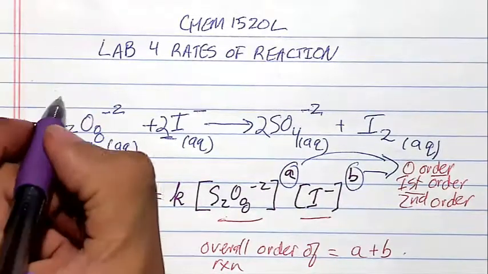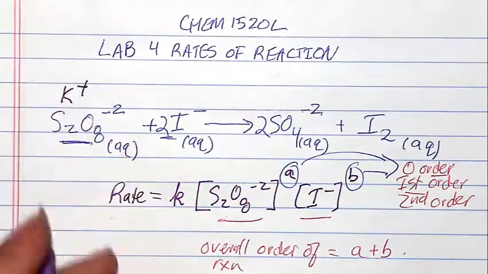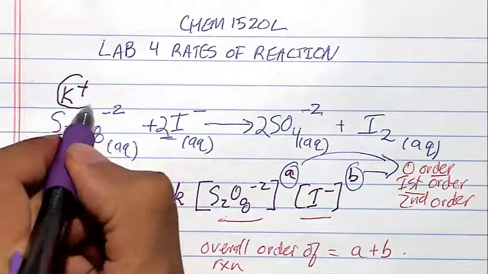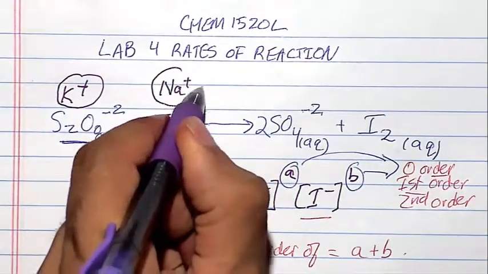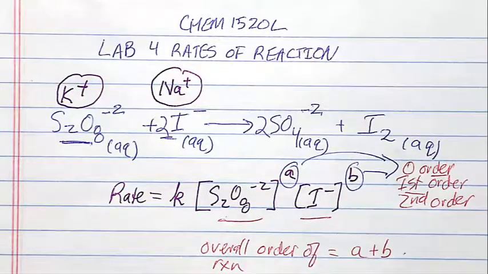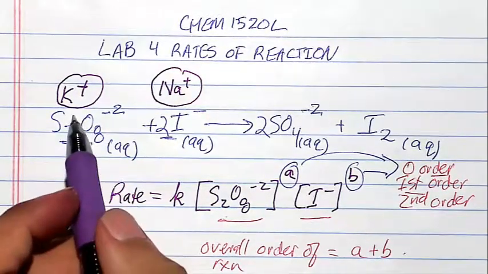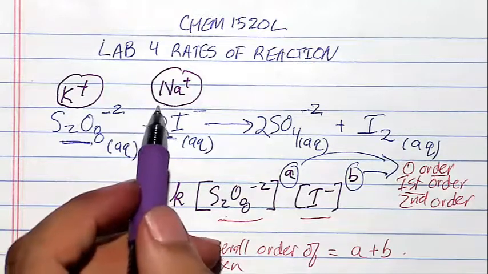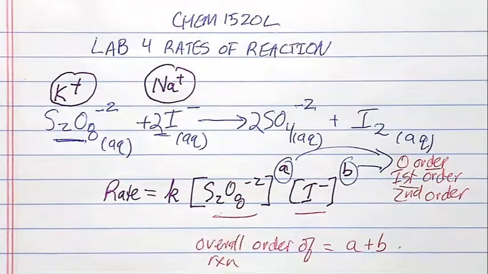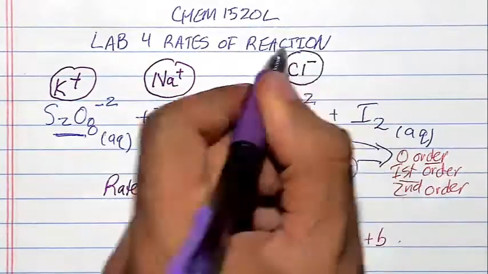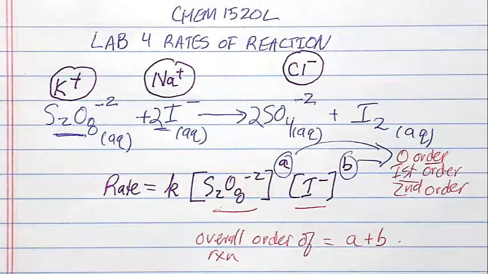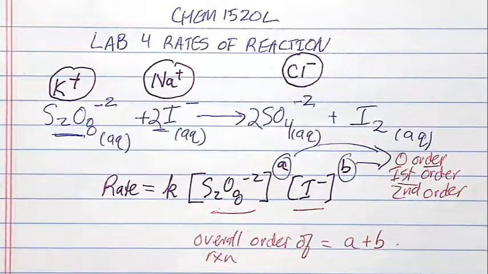Couple of comments. You have potassium persulfate. The potassium is just a counter ion. And you'll have sodium iodide. The sodium ion is just a counter ion. So if you see any counter ions such as K+ or Na+, they really don't play a role in this reaction. You'll also see Cl-. That is another counter ion that really doesn't play a role. These counter ions just make sure there's not too much negative charge and not too much positive charge when you do this reaction.